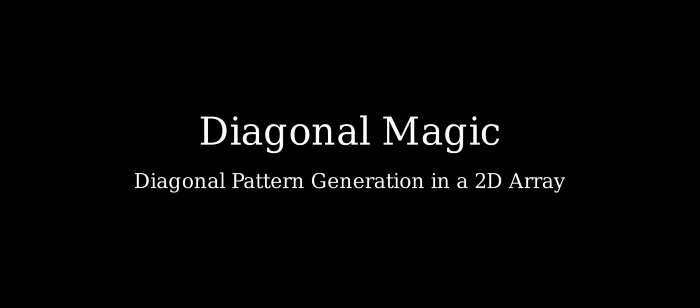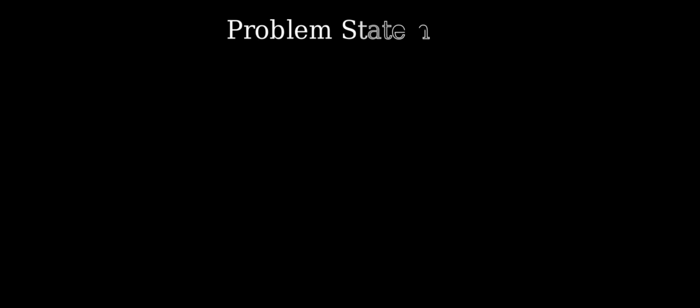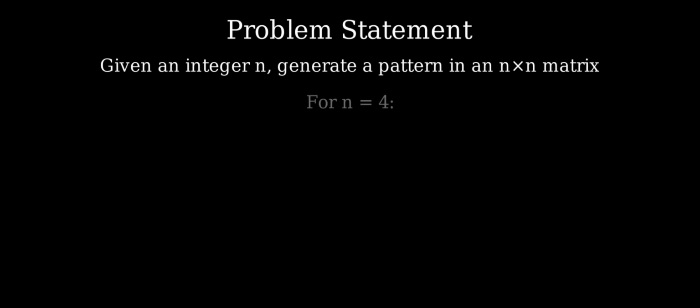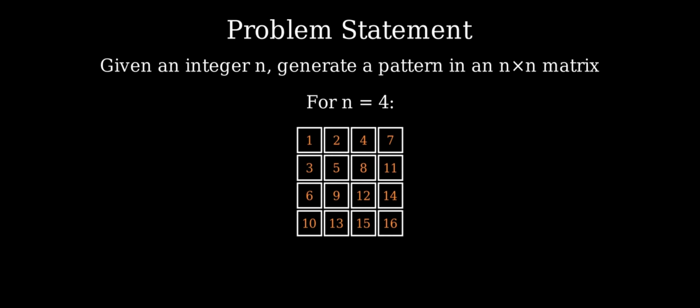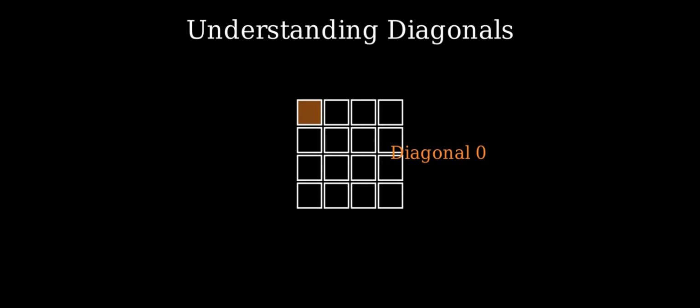Hey everyone! In this video, we're exploring the diagonal magic pattern, a classic matrix problem where you're given a number n, and the goal is to fill an n x n grid diagonally in a specific order. Let's break it down. Let's first understand the pattern. You'll notice that the numbers are filled diagonally, almost like lines passing from the top right to the bottom left, or quadrant 1 to quadrant 3.